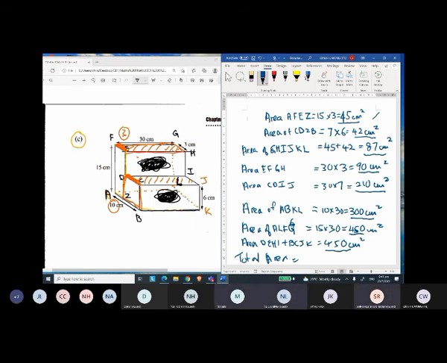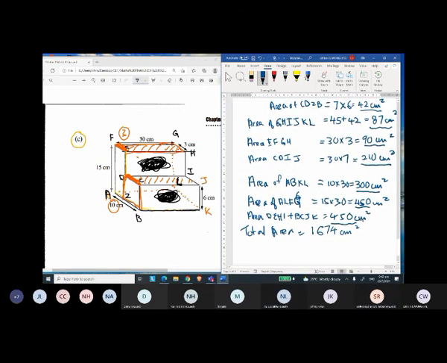1, 6, 7, 4. 1674, is it? Yeah. Correct. 1674 cm square. No more. This is your final answer, my friend.